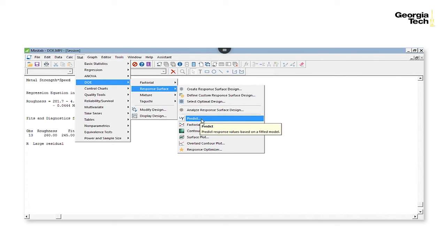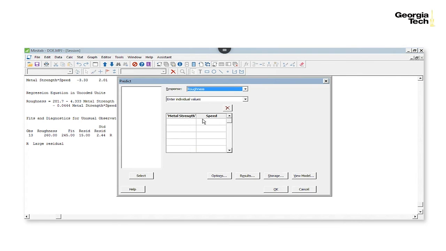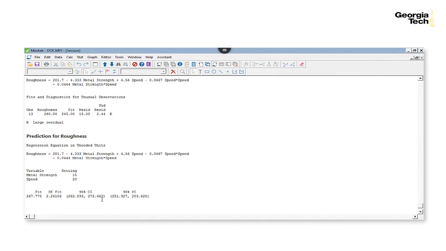Let's see how we can do the prediction. As I said, metal strength, let's say we want to have 15, and for the speed, we want to have 20, and we can push the OK button, and as you can see, it gives us the predicted value for roughness and a confidence interval for that, and a prediction interval.